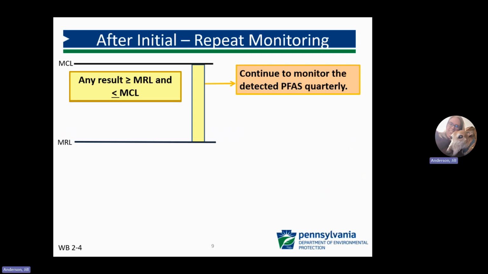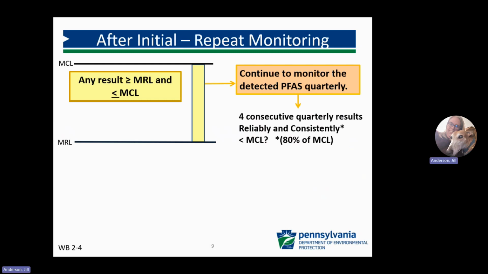Now let's consider what the repeat monitoring frequency will be if there are detected PFAS contaminants during initial monitoring. If any PFOA or PFAS concentration during initial monitoring is greater than or equal to the MRL, but all concentrations are less than or equal to the corresponding MCL, then quarterly monitoring continues.